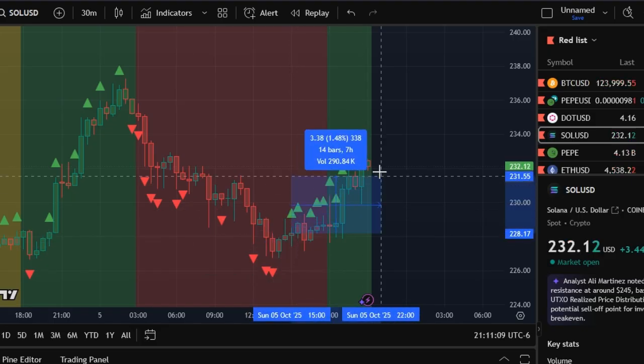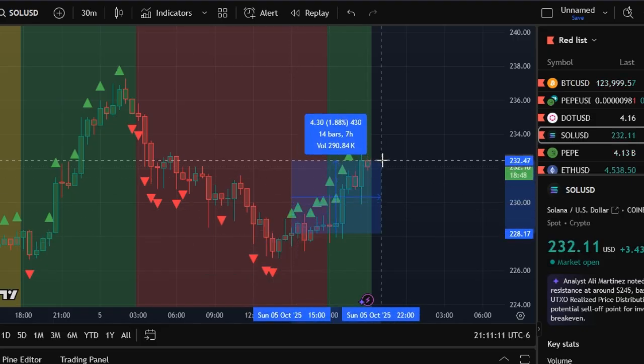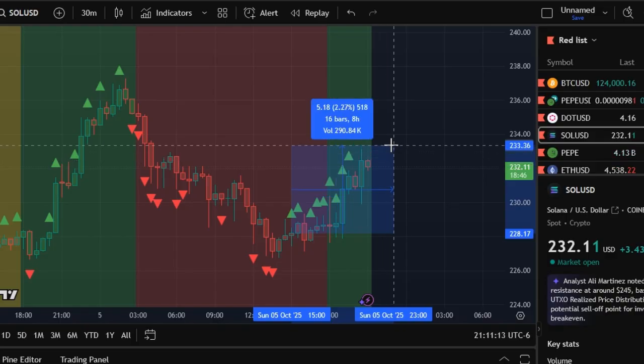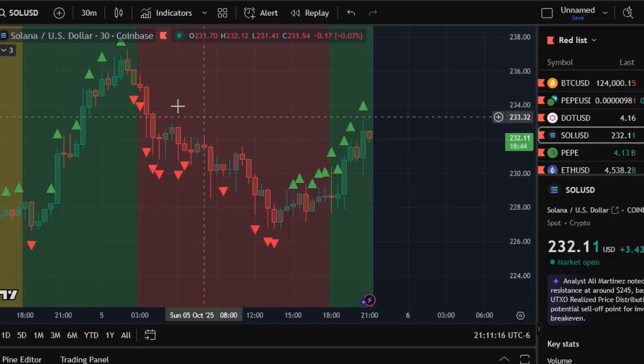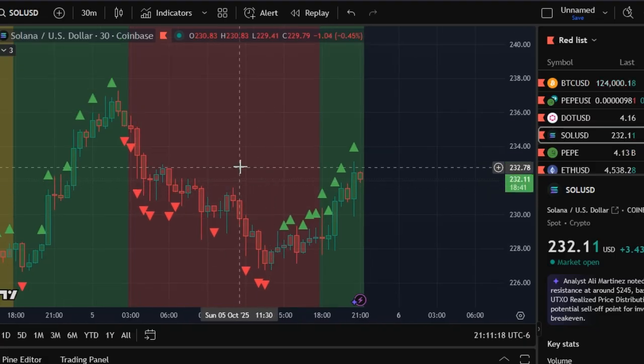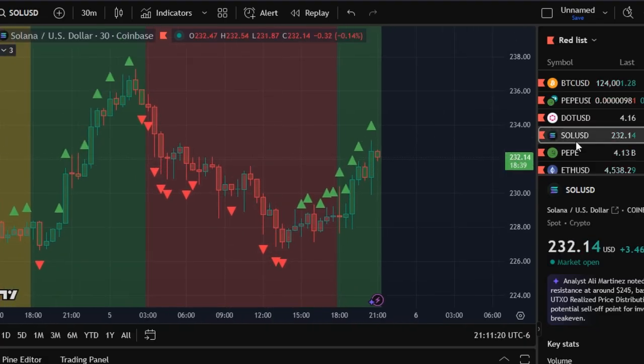Let's try to measure this. It's around 2% so far. It could go even higher in the coming hours. I really believe that, because we're going to see very bullish times ahead of us in all cryptocurrencies.